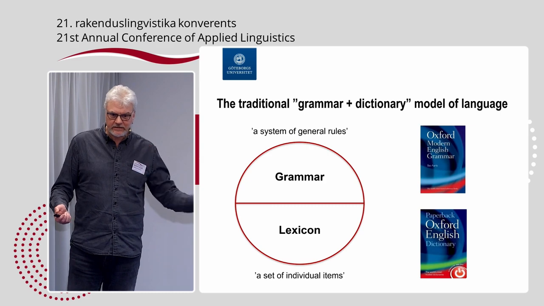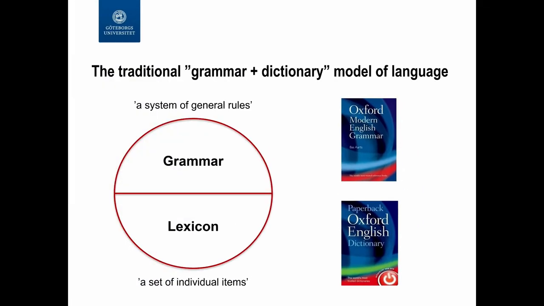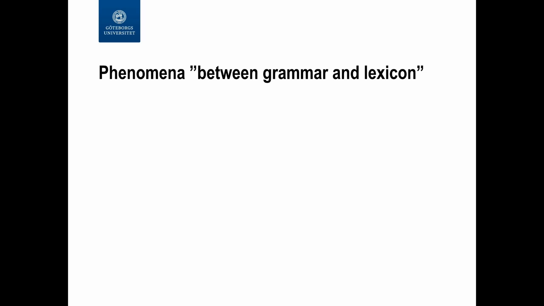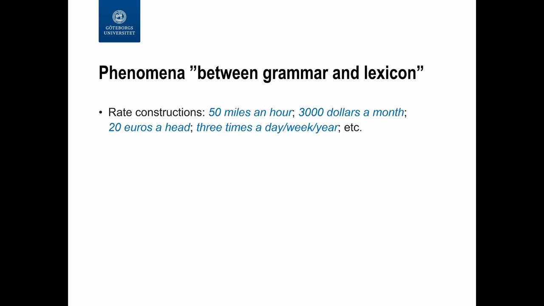This is nice in a lot of ways, but the problem is, what do we do with the stuff that's too general to be covered, tied to specific words, but too specific to be considered general rules? Some examples of that. We have rate patterns like miles an hour, dollars a month, euros a head, times a day, times a week, and all of that.